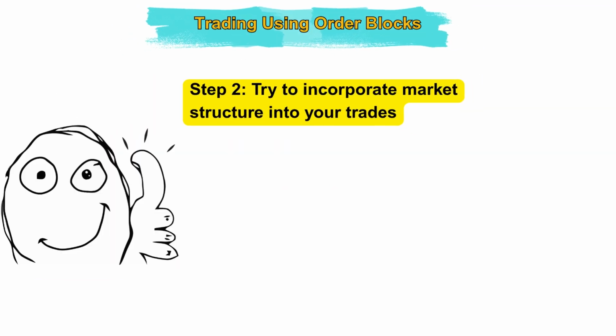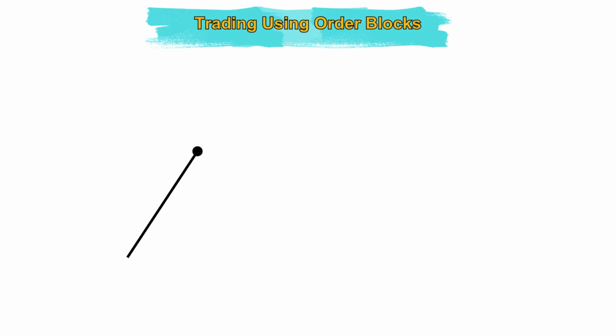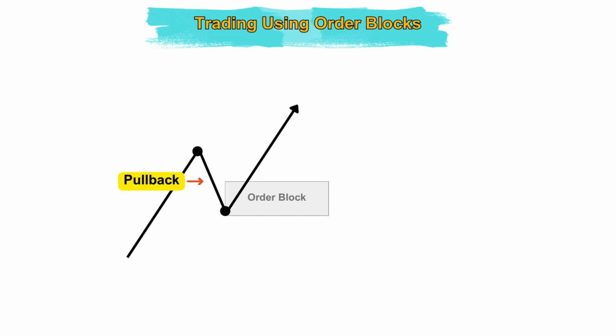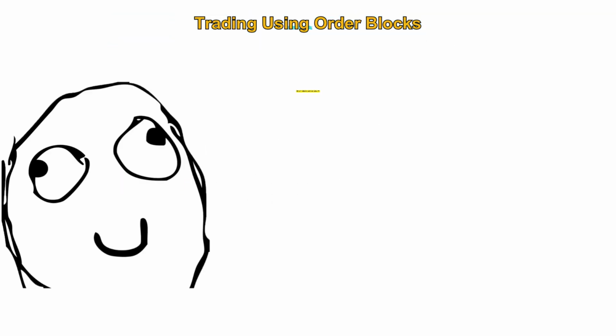Step 2. Combine order blocks with market structure. Don't trade order blocks in isolation. Context is everything. The best setups appear when the market is already trending or showing a clean structure. Try looking for order blocks that form at key pivot points, like pullbacks within a trend or areas around old highs or lows. When price pulls back into a well-placed order block within a trending market, the odds of a meaningful reaction are much higher.